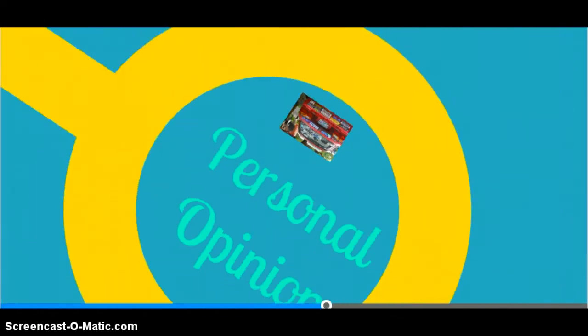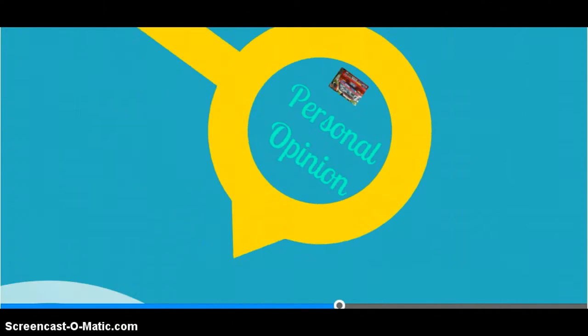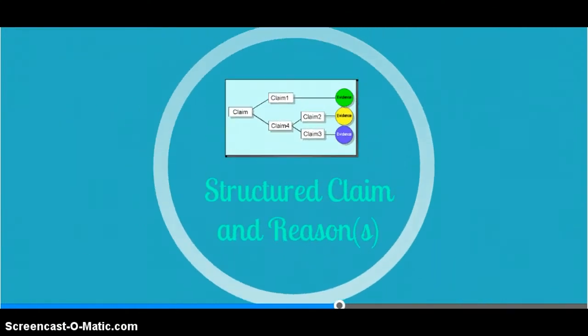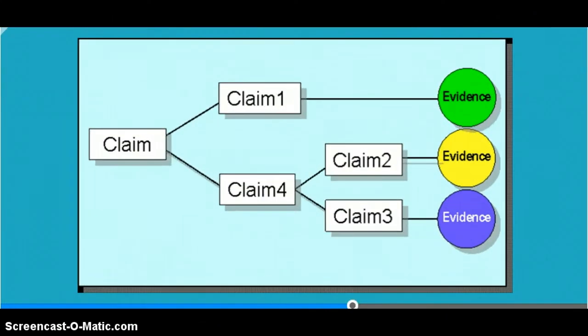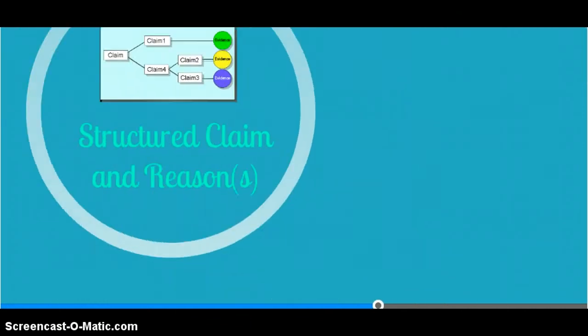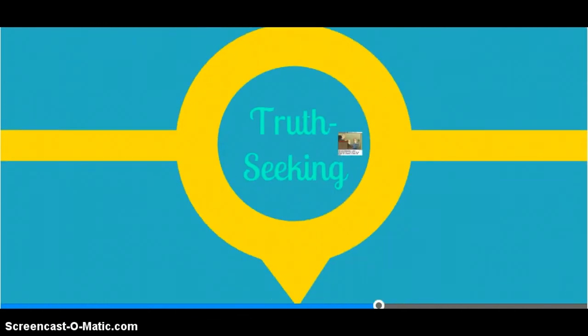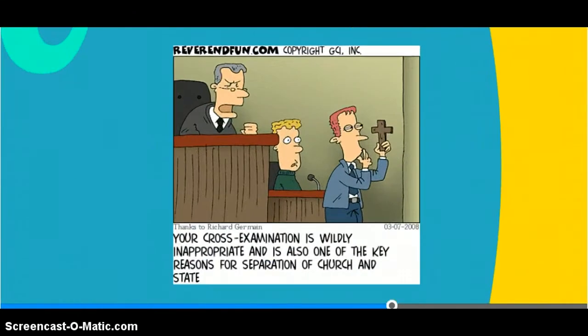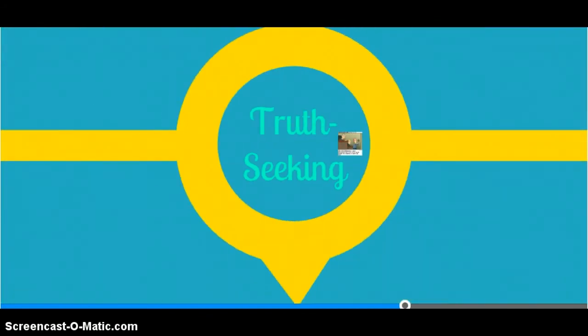From the personal opinion, we move on to a very basic structured claim supported by one or more reasons. This has a rational plan containing point sentences, which are known as reasons, and particular pieces of evidence to prove those points. From there, we move on to an increased attention to truth-seeking. In this case, the writer is engaged with the complexity of the issue, incorporating outside research and alternative perspectives.